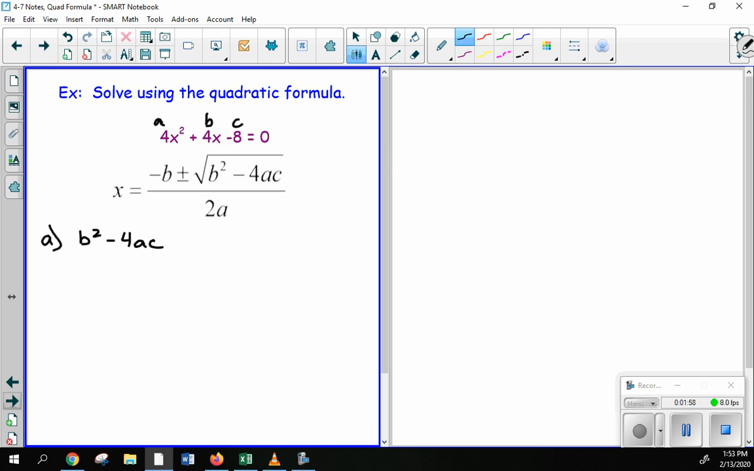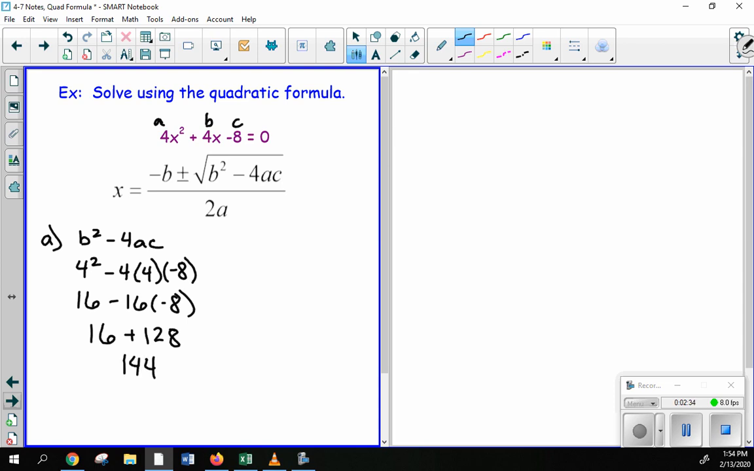So b is 4. So I have 4 squared minus 4 times 4 times negative 8. And then simplify that like you did yesterday. So 16 minus 16 times negative 8. Right, 16 plus 128, which gives me 144. What does that tell me about what type of solutions I'm going to have? Yeah, I'm going to have 2 real solutions.